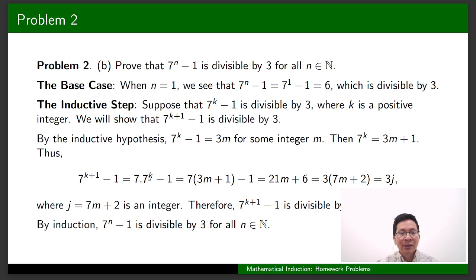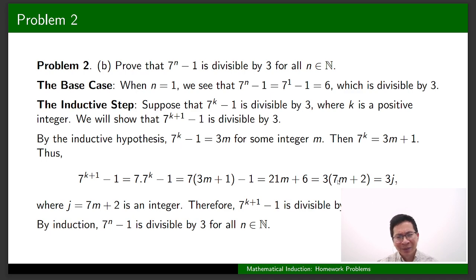We replace 7 to the k with 3m plus 1. So 7 times 3m plus 1, and then you subtract 1. This is what? 21m. Okay. 7 times 1 is 7. You subtract 1, you have 6. So 21m plus 6. You factor out 3.